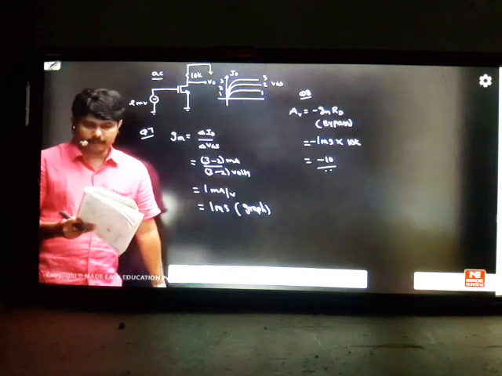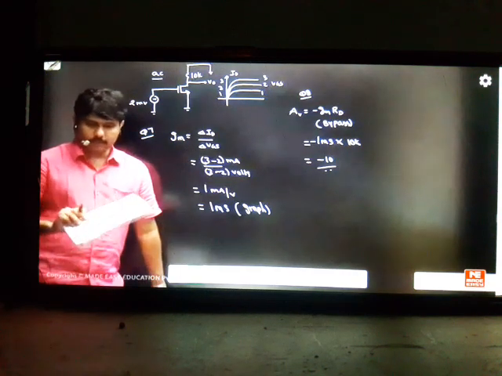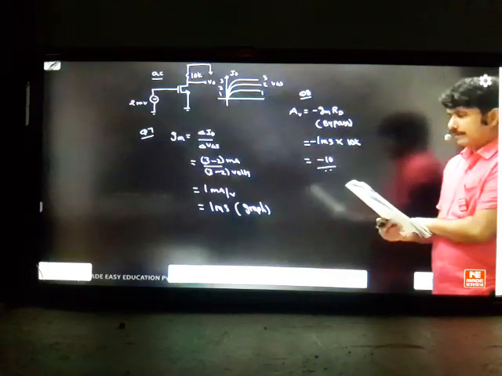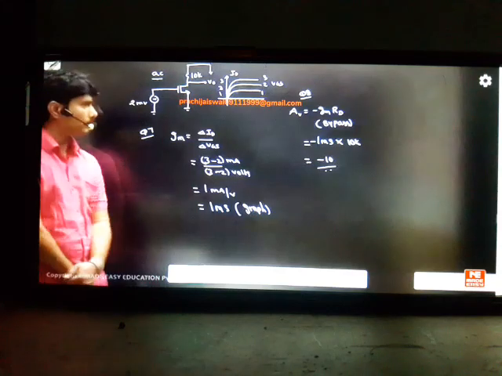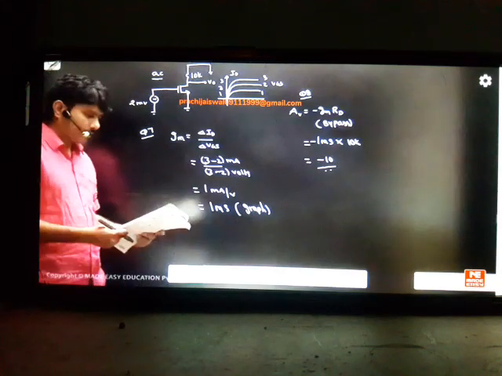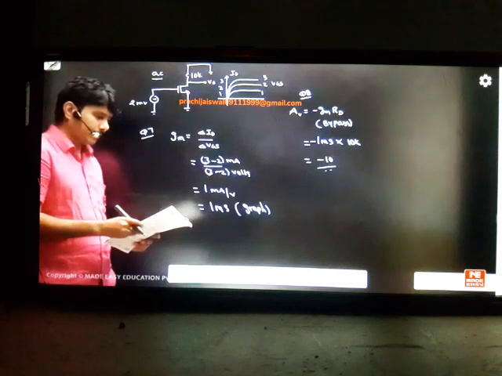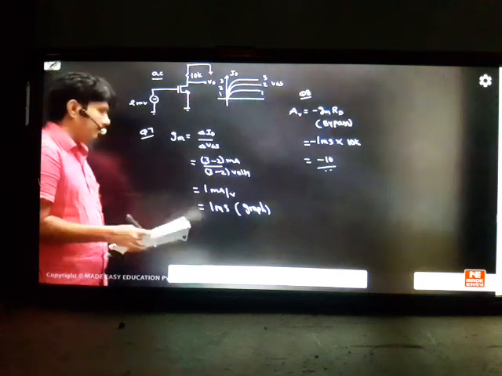Next, question number 9. We have to understand this question now. It's a GATE 2013 question. Let us understand how to solve this problem. Try to analyze the problem meanwhile. What is question number 9 asking? It is asking for the small signal resistance, the derivative of VB by the derivative of ID.